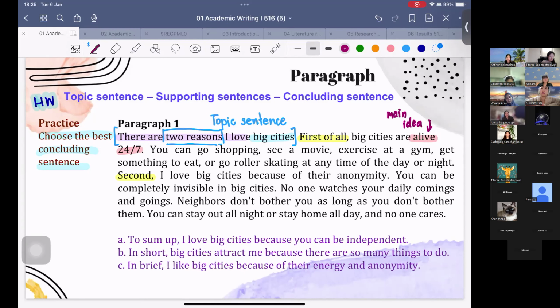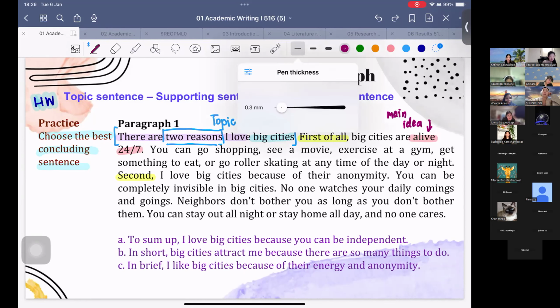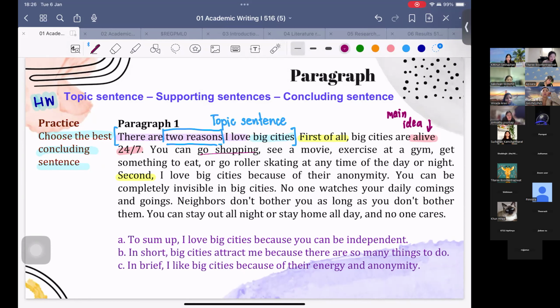When you read this in English, it is read "twenty-four seven." After that, you're going to see the sentences that follow: you can eat, you can go shopping, see a movie, exercise, go to the gym, get something to eat. This is all day and night. So this is technically why being alive 24/7 is a good thing. That is the explanation for the first main idea.